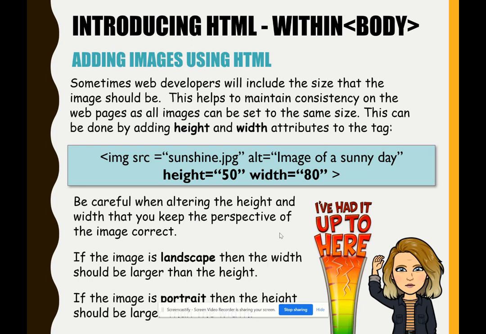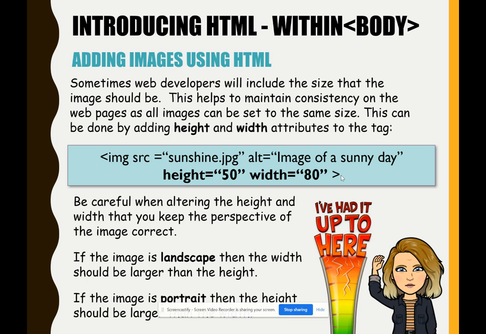So by adding these height and width attributes into your image tag, still contained within the greater than, less than symbols there, we can set the height and the width of your image. Be careful when you're altering the height and the width. You have to try and keep the perspective of the image correct, okay?